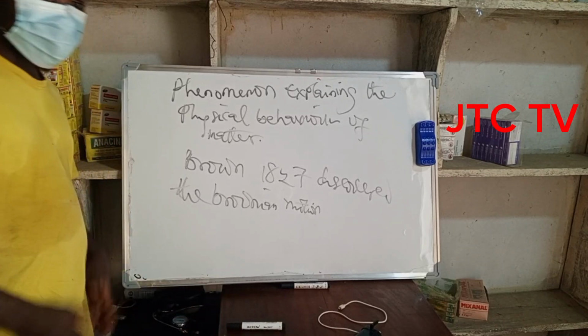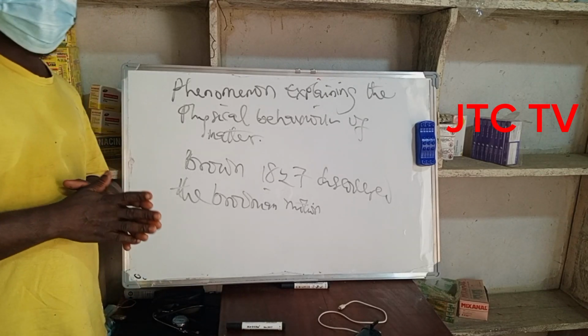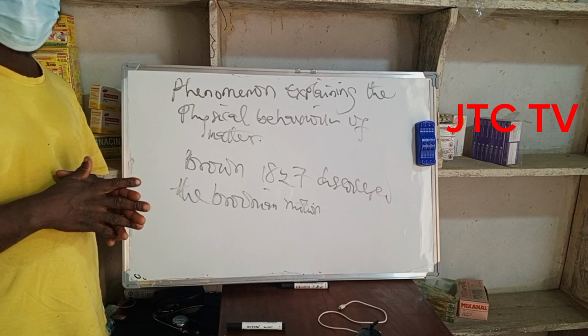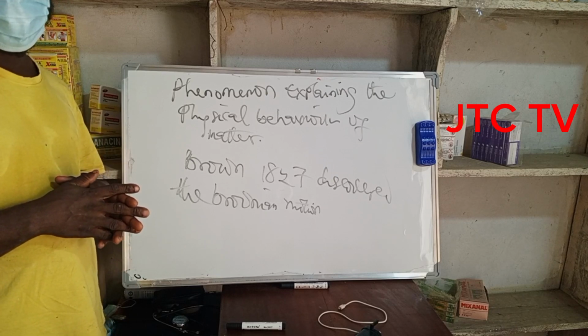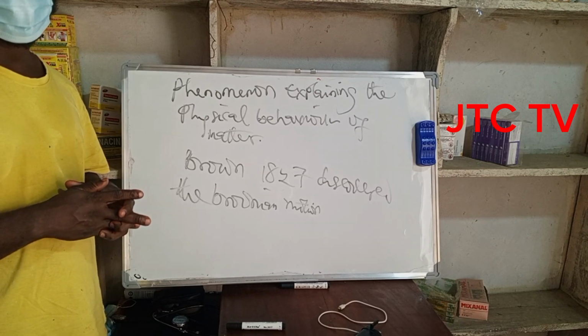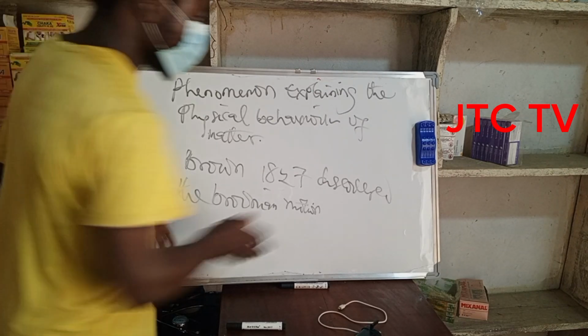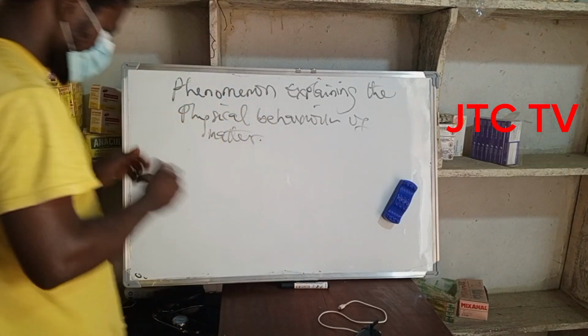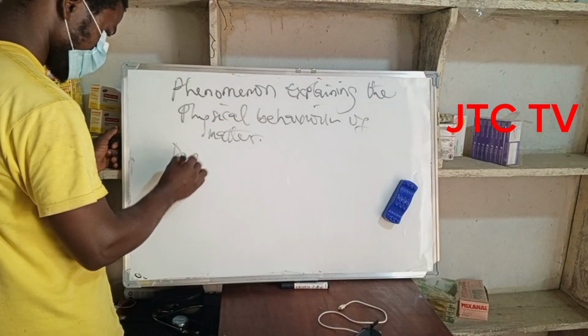So the Brownian motion, like I said, is the movement of gaseous particles in a zigzag manner, and it was first observed by a botanist called Brown in the year 1827. So the next one we are going to treat is what? Diffusion.